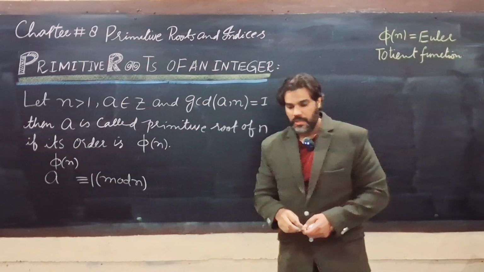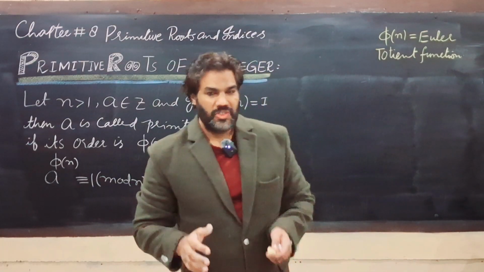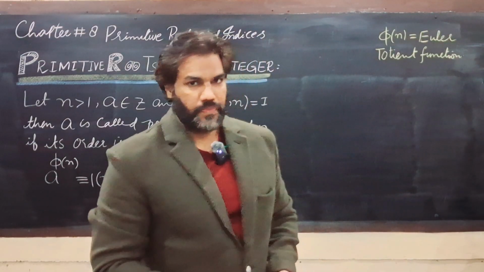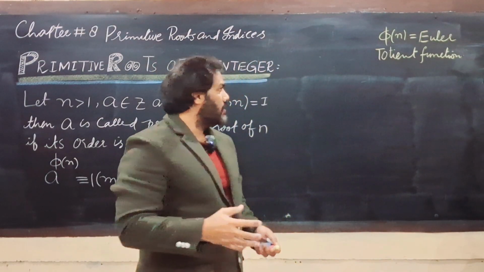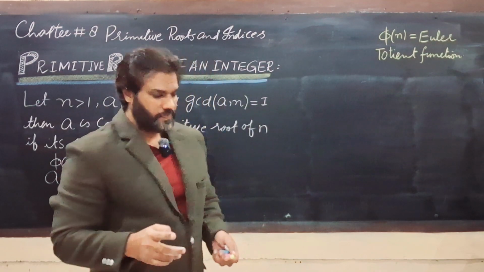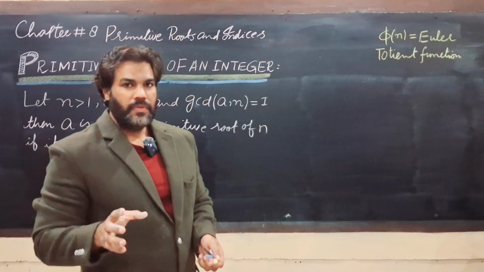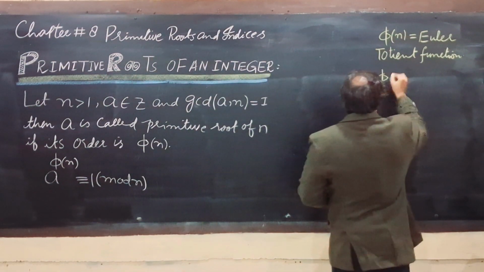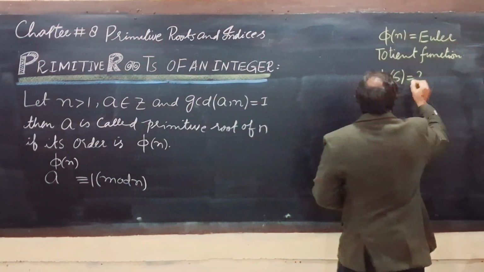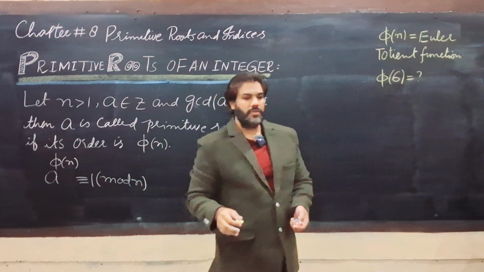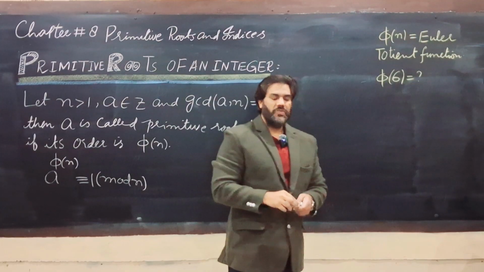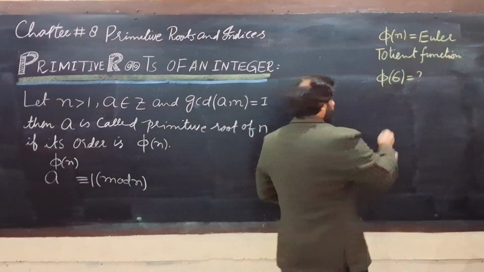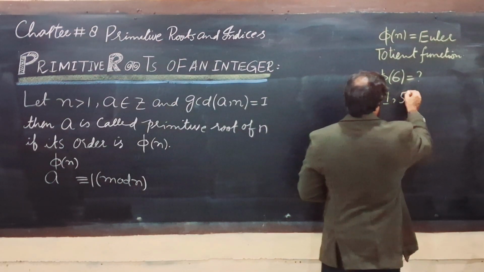Actually, this function gives the number of integers which are less than or equal to n, and they are relatively prime to n. So it gives the number of positive integers that are less than or equal to n but are relatively prime. For example, if you calculate phi of 6, it means all those integers which are relatively prime to 6. So there are only two integers which are relatively prime to 6. First is 1 and second is 5.